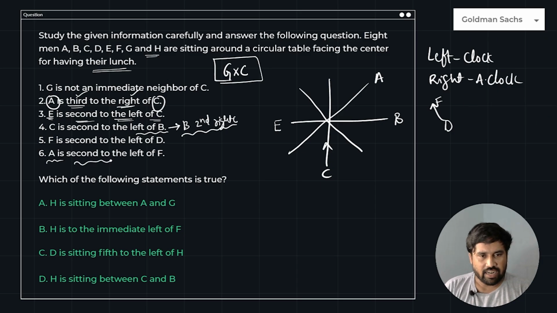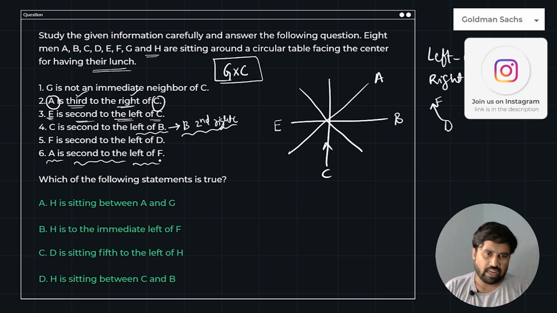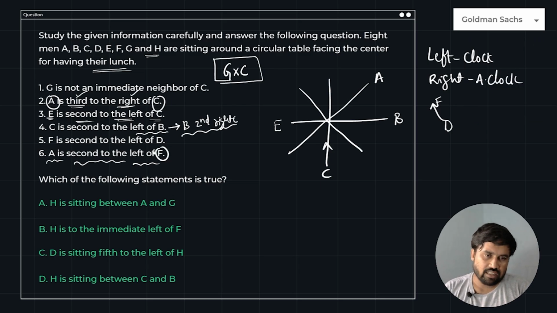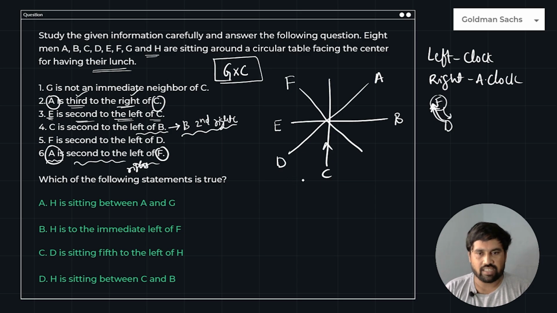A is second to the left of F. Guys, F second left means, can I say F is second right of A? Yes. A's second right is nothing but anti-clockwise. This is the anti-clockwise direction. So first, second right. So this is F's place. And we know D's clockwise direction, F will be there. So F's anti-clockwise direction, D will be there, separated by one place. So D is here. And we are left with two places, and we are left with G and H.